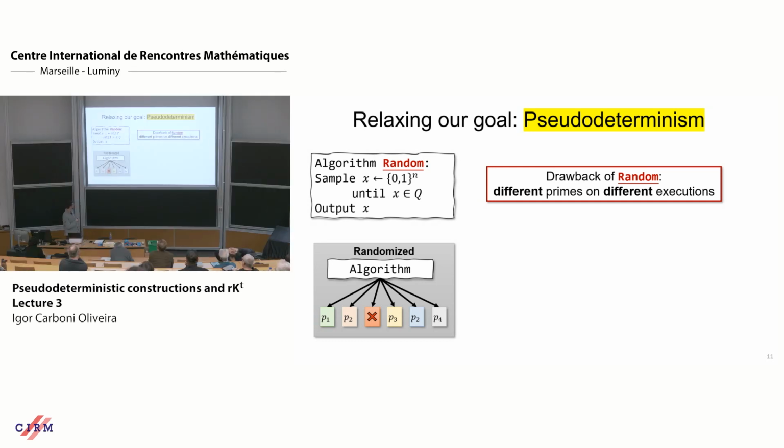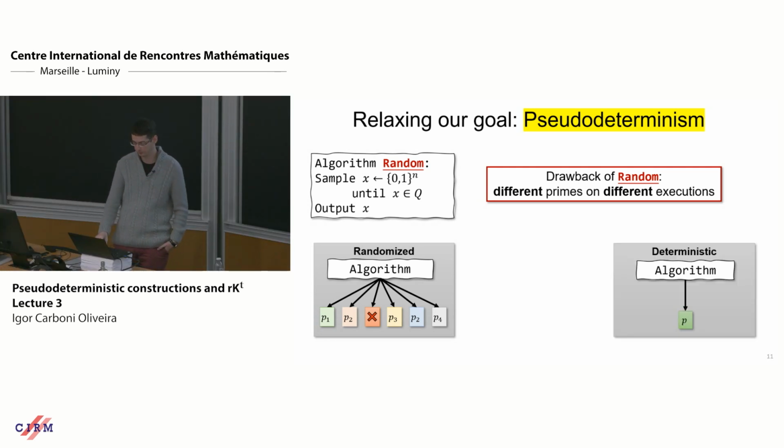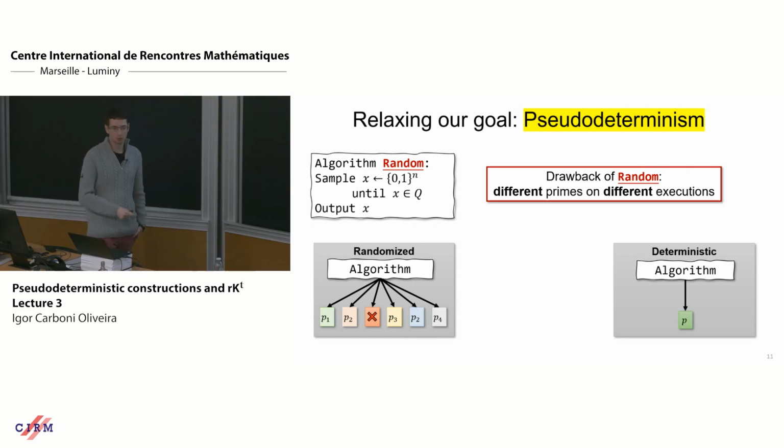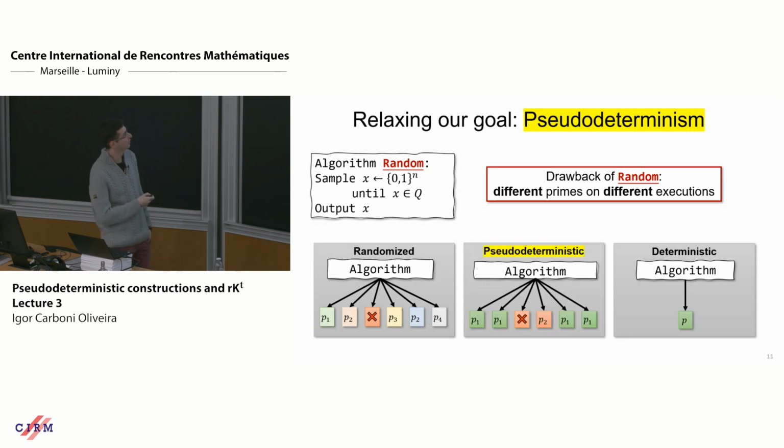So in other words, for the randomized algorithm, if we look at its computation paths based on the random input, then we might generate very different primes on different executions, and sometimes we might even fail if we are unlucky. On the other hand, the ideal scenario is we would like to get a deterministic procedure that just gets n and outputs an n-bit prime. Okay? So we're going to compromise, and we're going to consider what is called a pseudodeterministic algorithm.